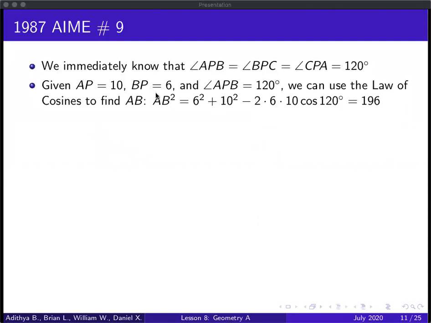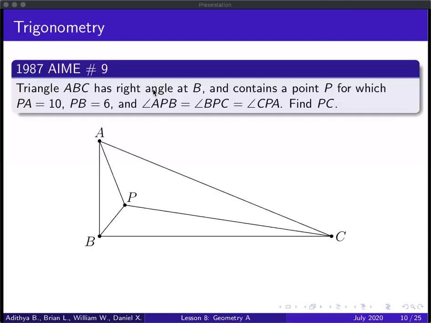So right now we don't have any information to find more lengths just based on what we have. But the last idea in the problem was that the problem also said that B is a right angle. So that means we know AB squared plus BC squared is AC squared. So the idea we're going to use is set a variable for PC and use the law of cosines to find AC and BC, and then use our final relation AB squared plus BC squared equals AC squared.